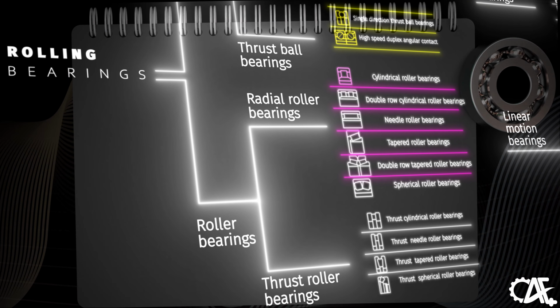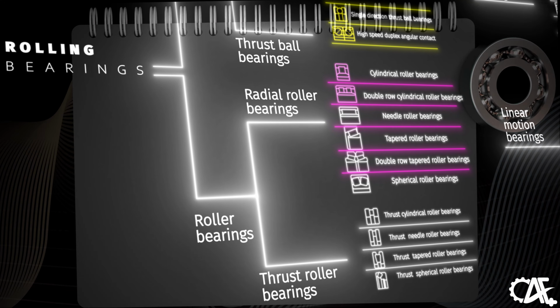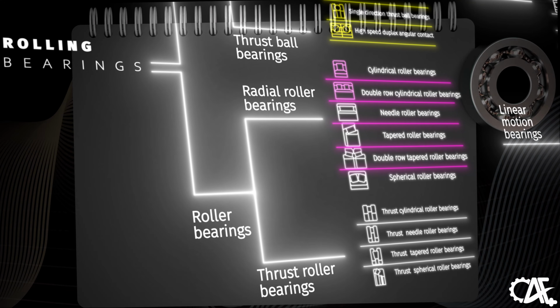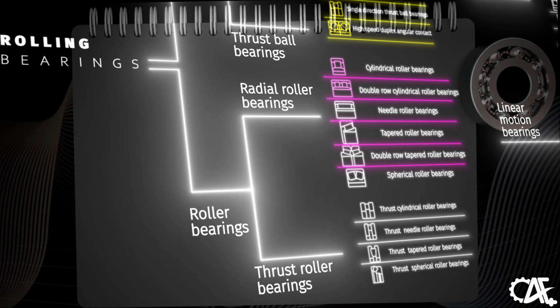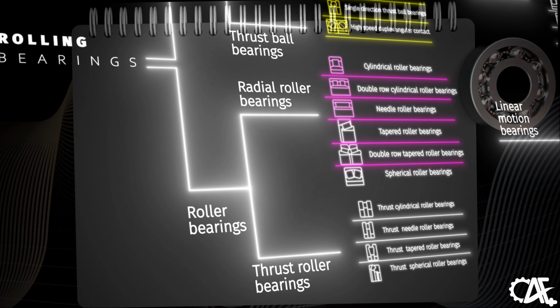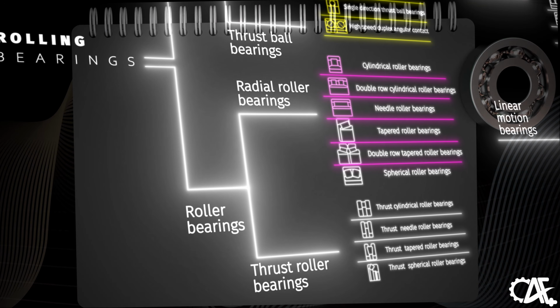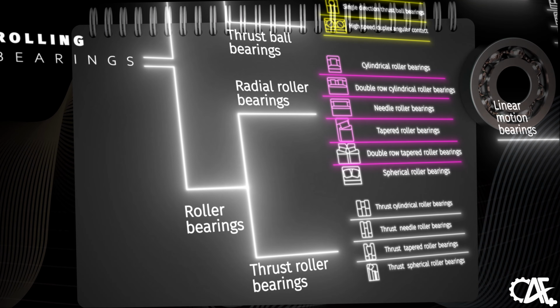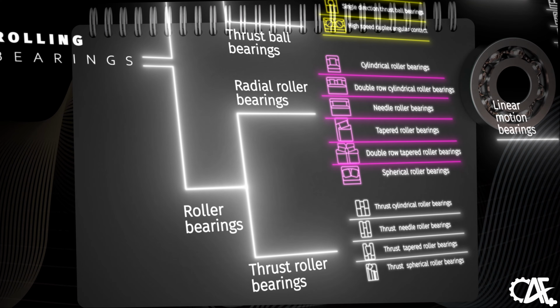The cylindrical roller bearing is known for its high radial load capacity. The double-row cylindrical roller further enhances this capacity, offering more stability. Needle roller bearings, with their slender and long rollers, are great for tight spaces. Tapered roller bearings, with their unique design, can effectively manage both radial and axial loads. The double-tapered roller bearing takes this a notch higher with its capacity to support heavy combined loads.